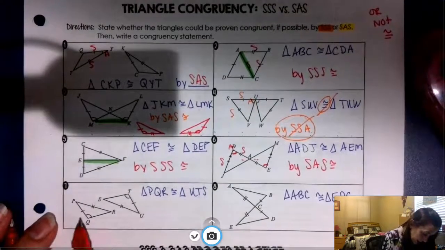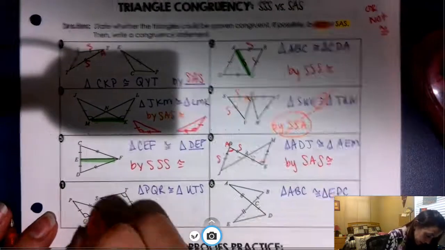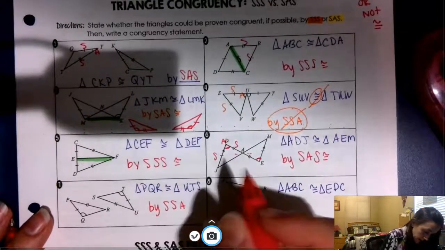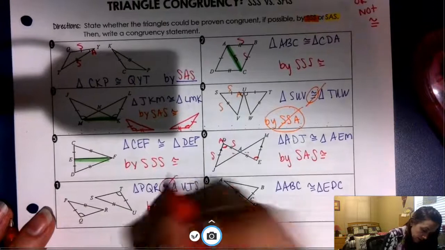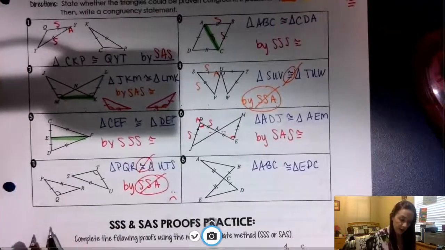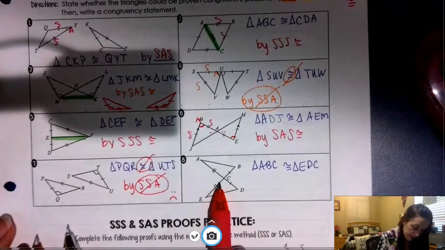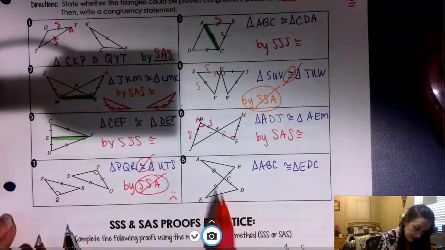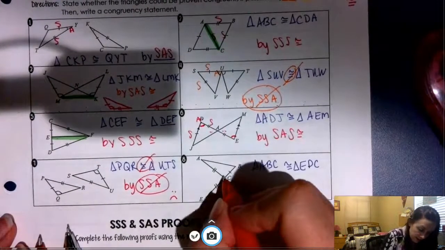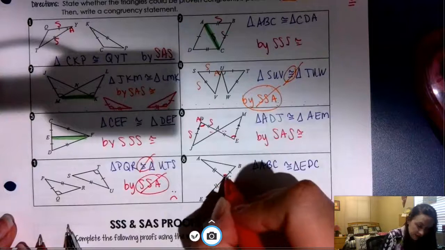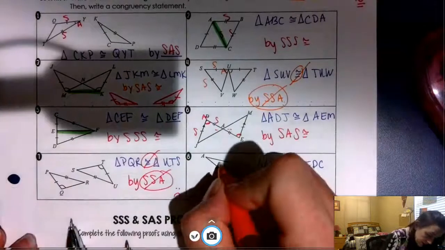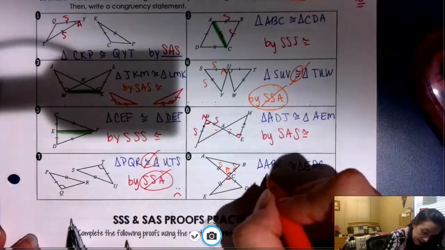Over here I have side, side, angle, the bad word. Again, that's not going to work, so that one doesn't count. The last one, ABC congruent to EDC. I have two sides. I have this angle here. What are these angles called again? Those are vertical angles. So I have side, included angle, side.